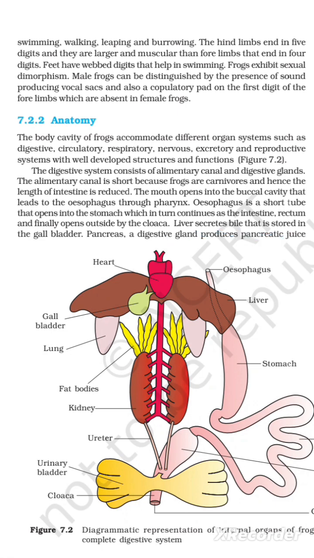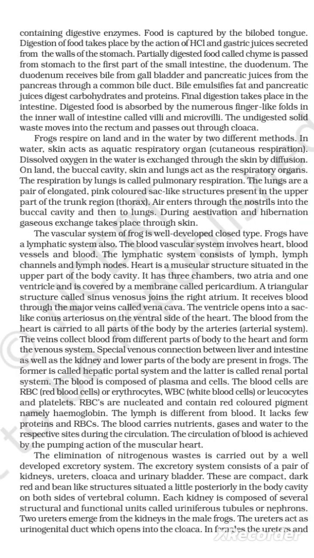The liver secretes bile that is stored in the gallbladder. The pancreas, a digestive gland, produces pancreatic juice. Figure 7.2 Diagrammatic representation of internal organs of the frog showing the complete digestive system. In the digestive system, food is captured by the bilobed tongue. Digestion of food takes place by the action of HCl and gastric juice secreted from the wall of the stomach.